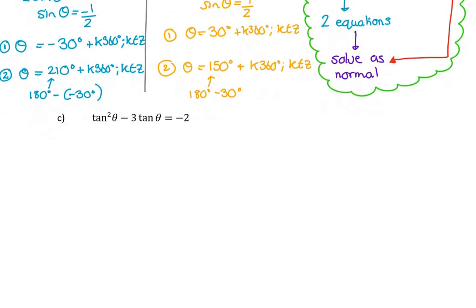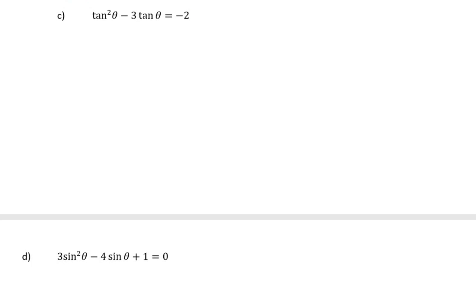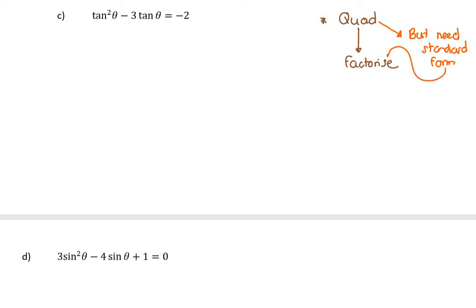Okay, so let's move along to question C. First question I ask myself, is this quadratic? The answer is yes, it's quadratic, which means I need to treat it like a quadratic equation. Now note the first thing here is it's not in standard form. So I'm going to need to factorize, but I need standard form first. Don't forget that in any quadratic equation, you need to have one side equal to 0, and then you can go factorize.